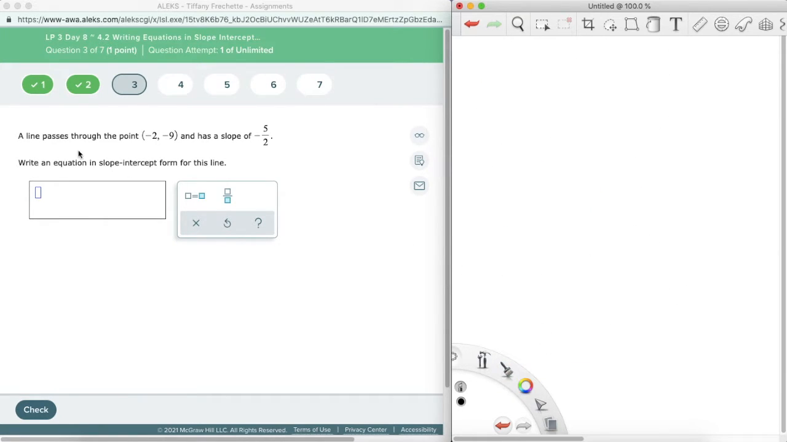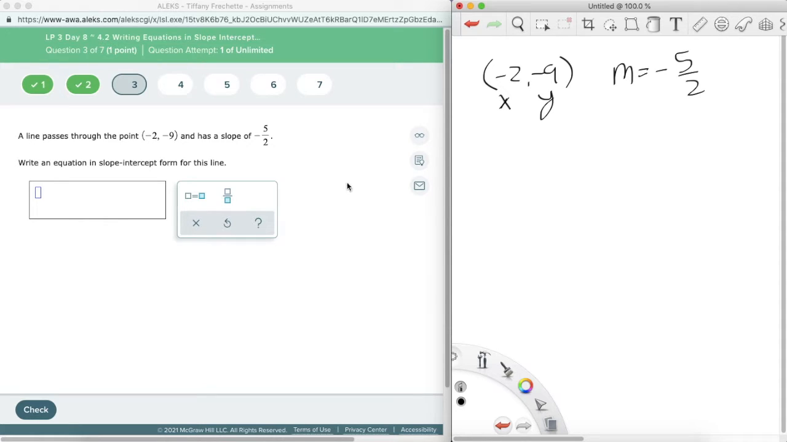Alright, we're going to do a line that passes through the point negative 2, negative 9. So we have negative 2, negative 9. So here's an x and here's a y. This is going to be important in a second. And it has a slope, remember that's our m, negative 2. For whatever reason, m is the symbol for slope in this format.